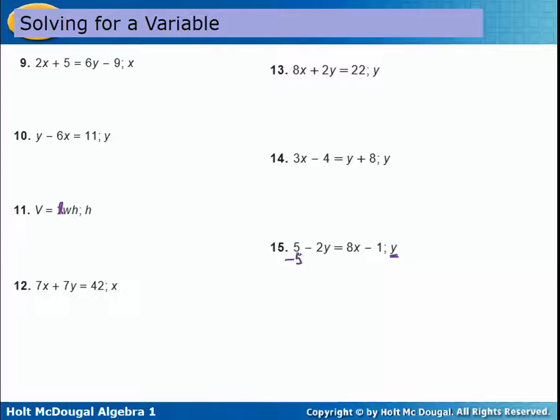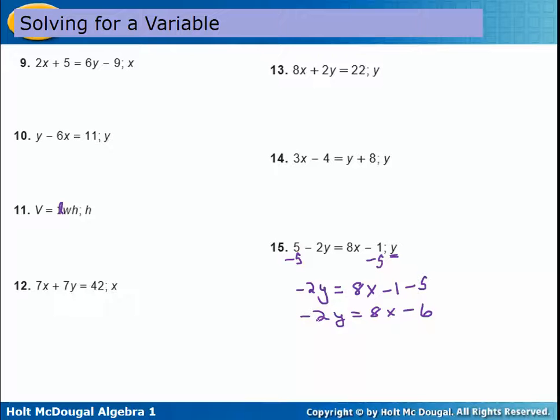So I need to subtract the 5 because 5 is being added to this minus 2y. So that leaves me with negative 2y. This minus sign has to come with it. Equals 8x. Now we have minus 1 minus 5. You can write that if you want, but you're going to combine these like terms and get negative 2y equals 8x minus 6. Not minus 4, as was a common mistake.